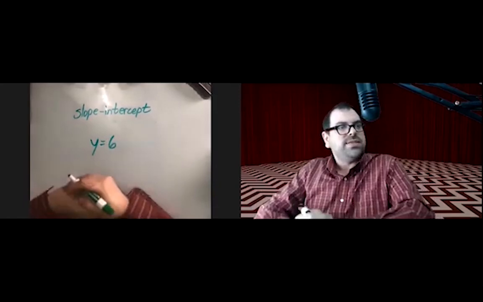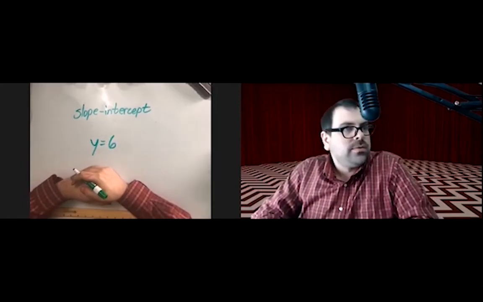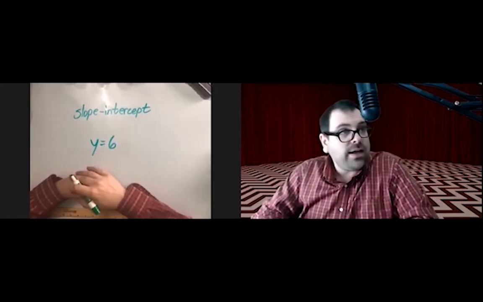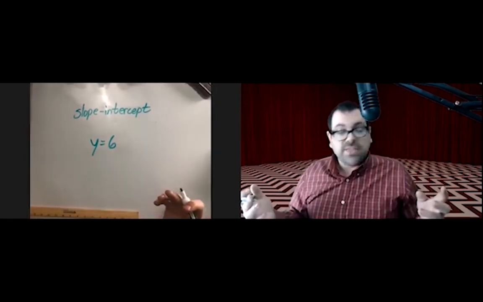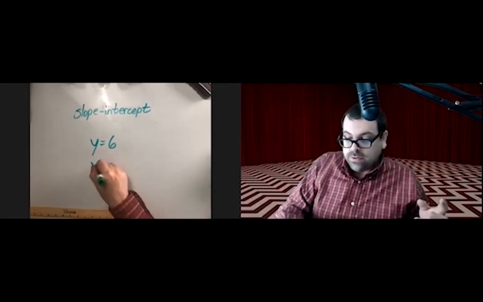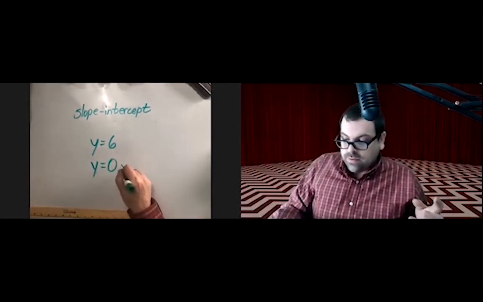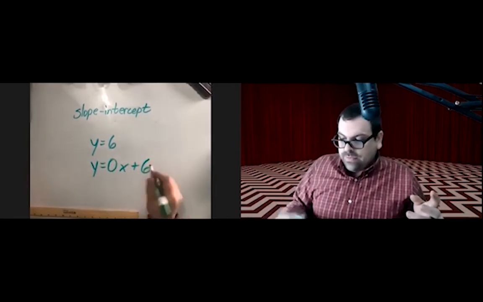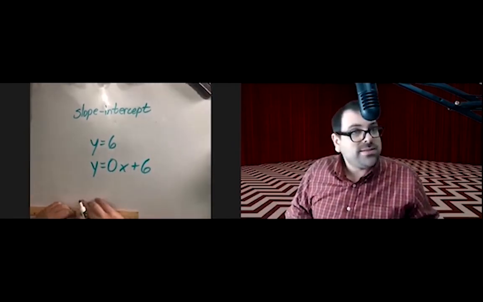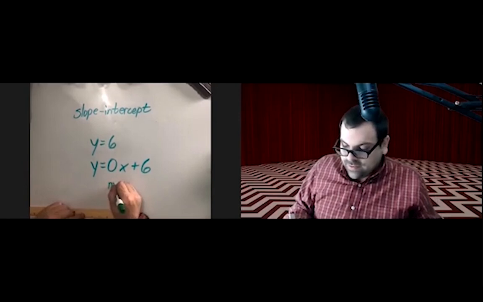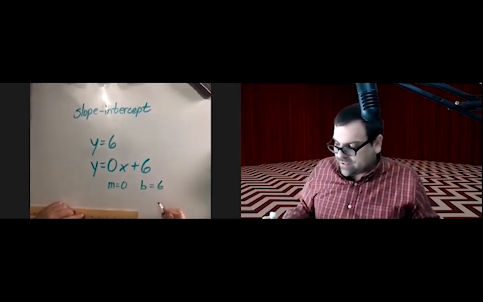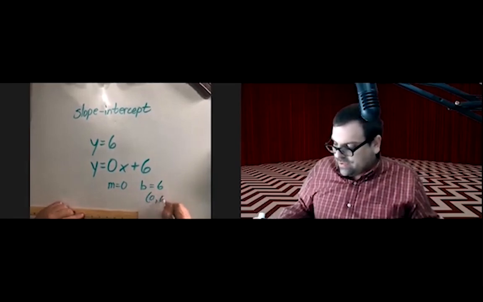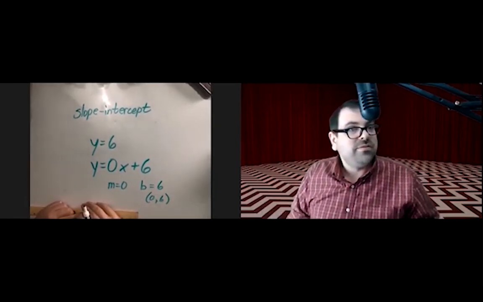What about y equals 6? Solve for y. There's the constant term. Where's the x term? I don't see it. That must mean that there's 0 x's. m equals 0, b equals 6. That means (0, 6) is on the graph.